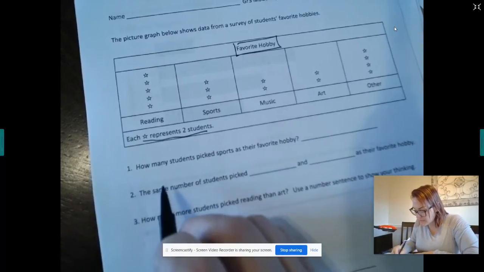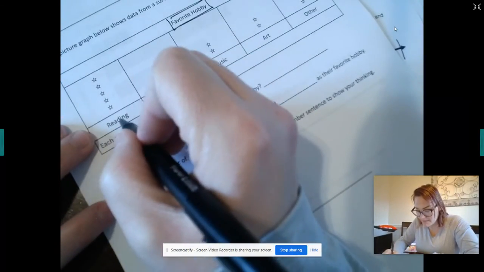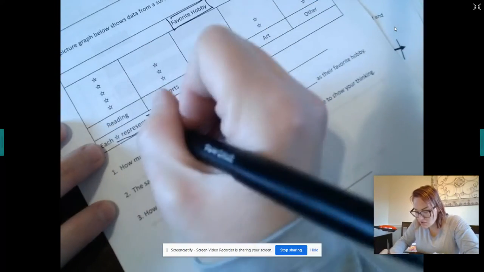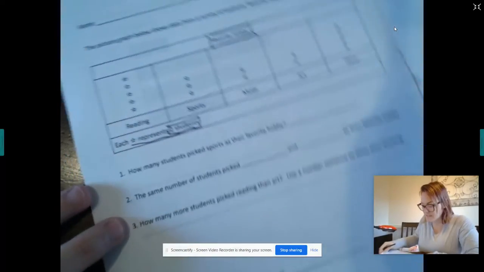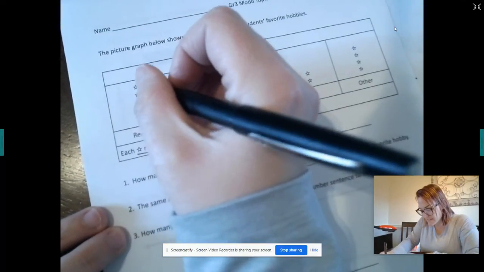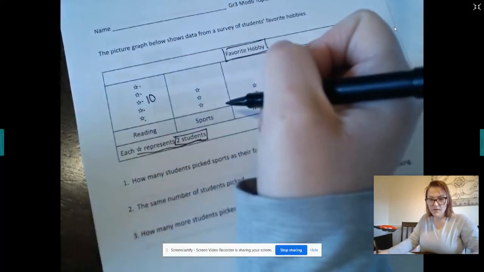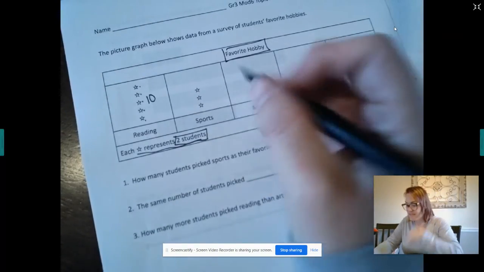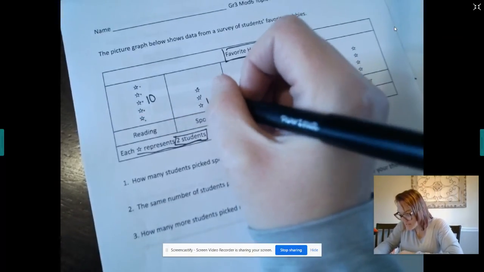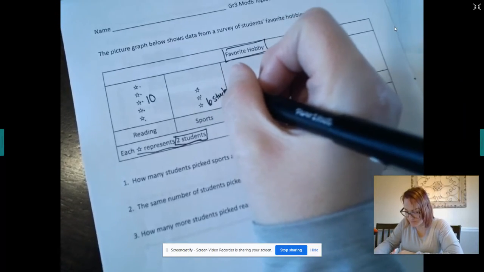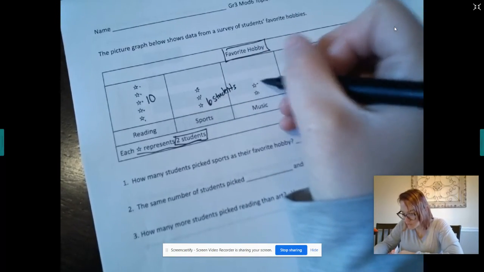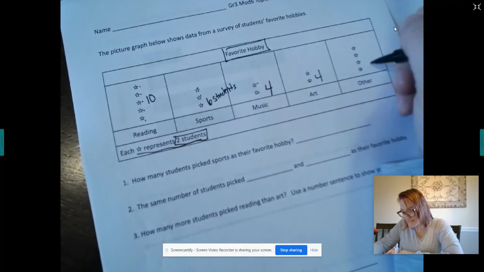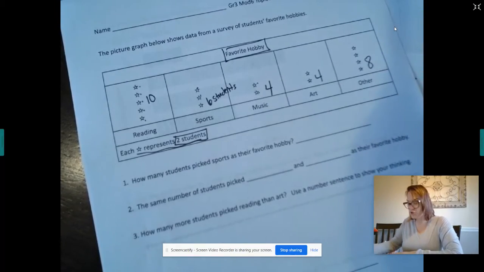So when we look at the information on reading, when it has 1, 2, 3, 4, 5 stars, it tells us that each star represents two students. So this is 2, 4, 6, 8, 10 students. Okay, 10 students. When we look at sports, sports says 2, 4, 6. So we have 6 students as sports. Music, 2, 4. Art, 2, 4. Other, 2, 4, 6, 8. 8 students because they're each 2.